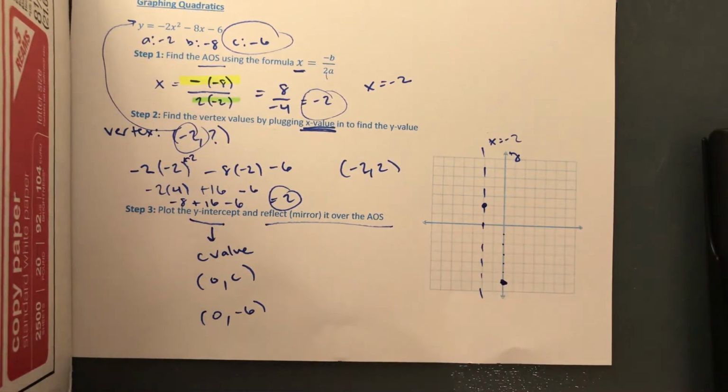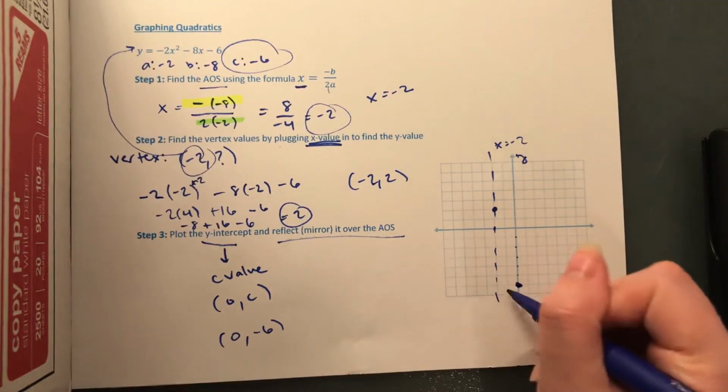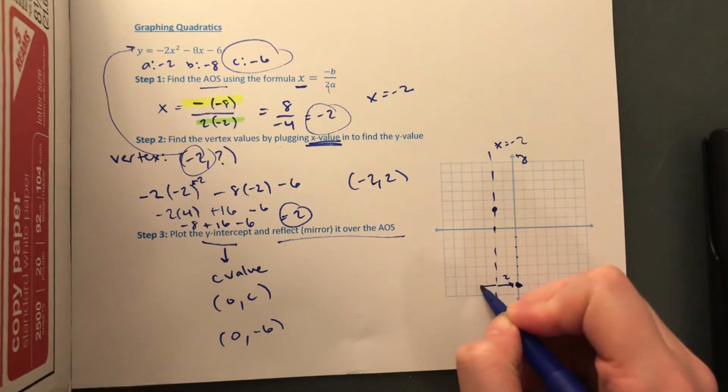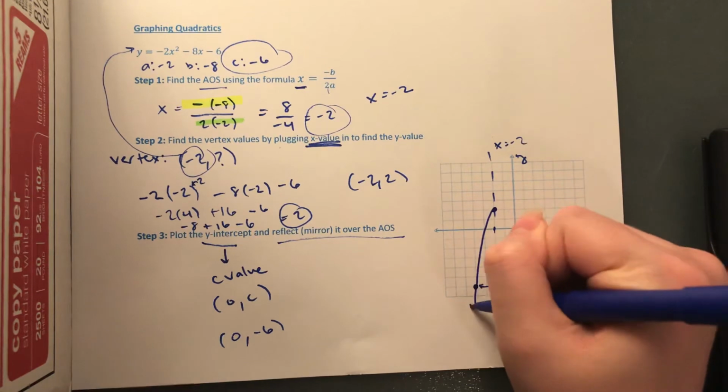Now, to finish graphing, you mirror it. You went to the right 2. So now you're going to go to the left 2. Dot. Ta-da. That's it. There's your parabola.